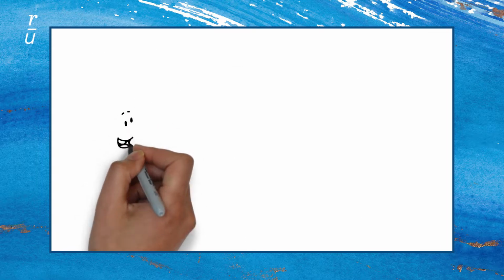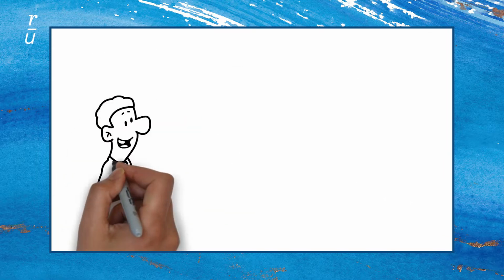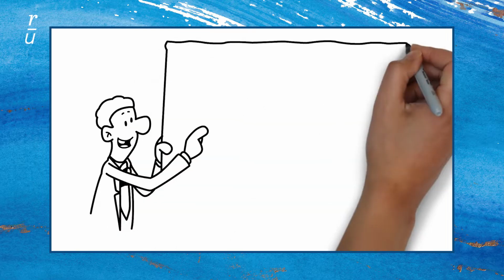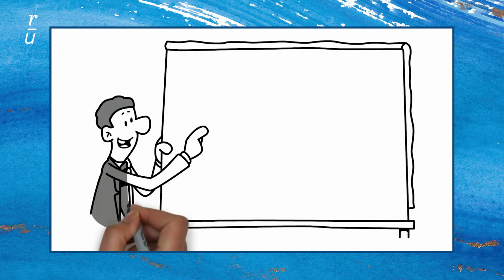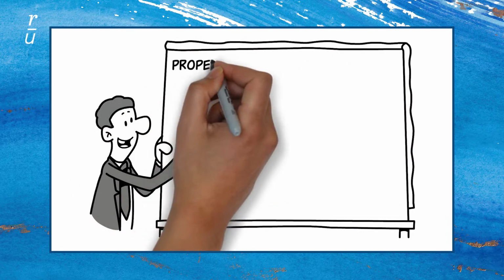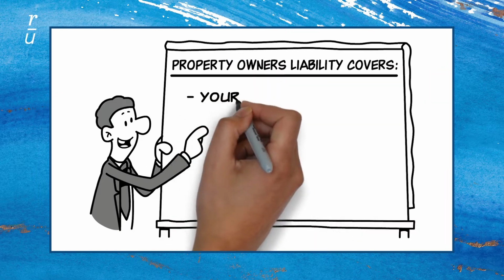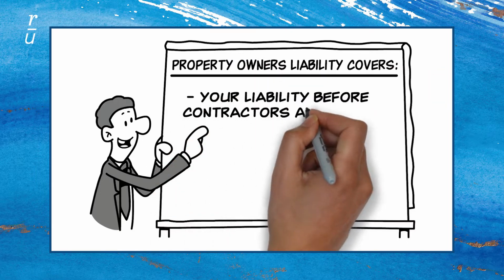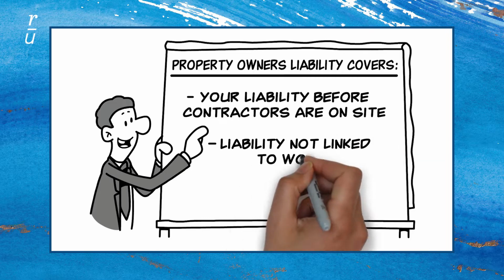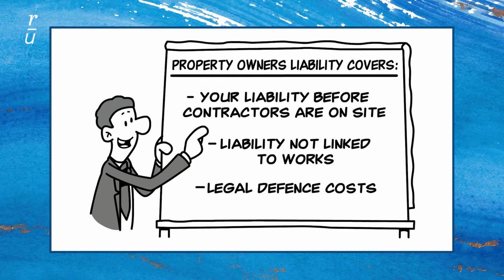As the owner of the property, you will need a minimum of property owner's liability. It provides cover for you as the owner of the property undergoing works and the site it sits on. It covers you before the contractor gets on site and for any liability not linked to the works.